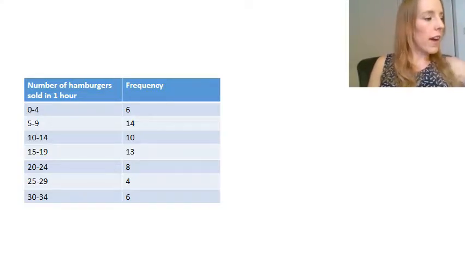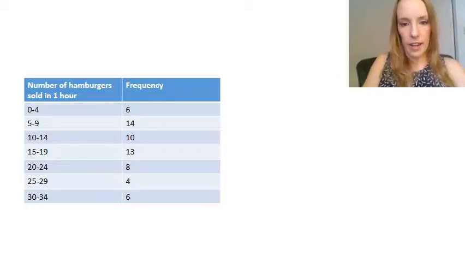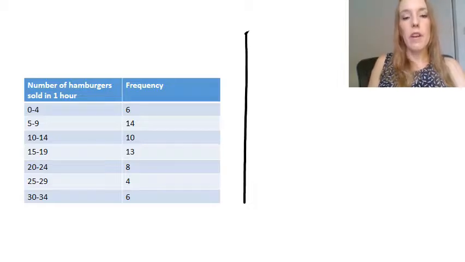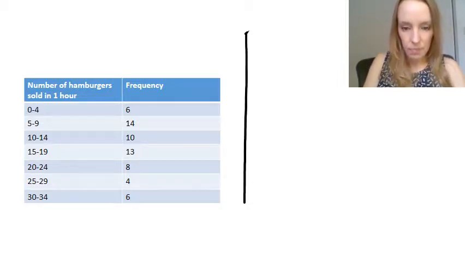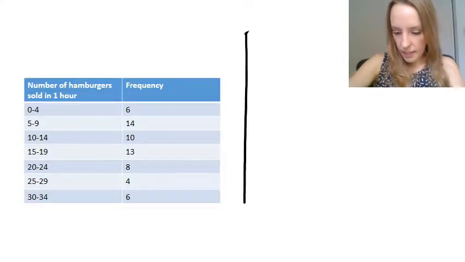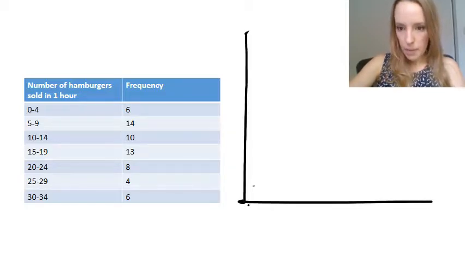So if I have a ruler, actually I'll try with a ruler. I don't know if this will work. I've never used a ruler on my pad that I'm drawing on. Okay, so we're going to draw our axes here. Oh, that is very straight. So our frequency will go on our y-axis, and the number of hamburgers sold in 1 hour goes on our x-axis. Okay, well, why didn't that work? So let's go, that's better.